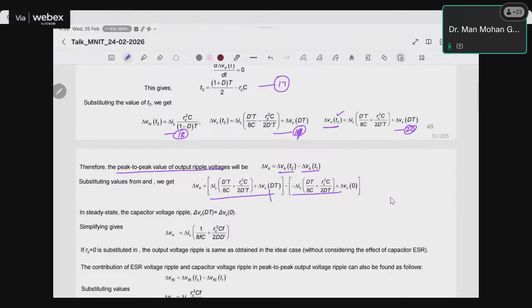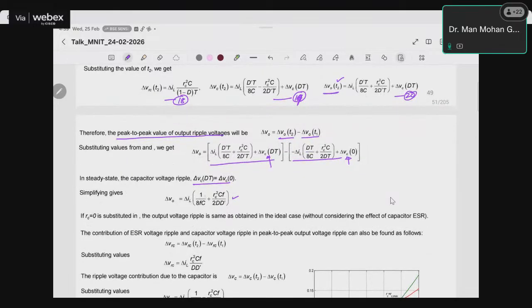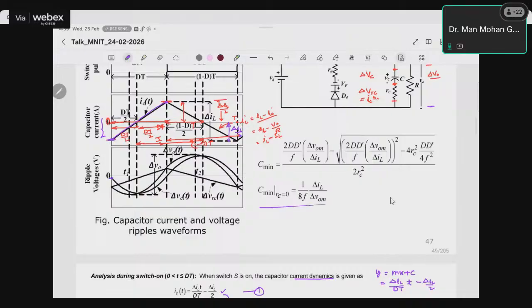Now here we do not know this del Vc at time t equal to 0 and time t equal to DT. But in steady state, these values are the same. So we can put these values to be the same in a steady state. So they will cancel out, and then we can simplify this, and finally we get this expression for del V naught, which is equal to del IL times the bracket of 1 upon 8 FC plus RC square CF upon 2 D D dash. So if we put RC equal to 0 in this expression, then the output voltage ripple is del IL upon 8 FC, right? It is the same as we have obtained in the ideal case without considering the effect of capacitor ESR, which you can see here, right?